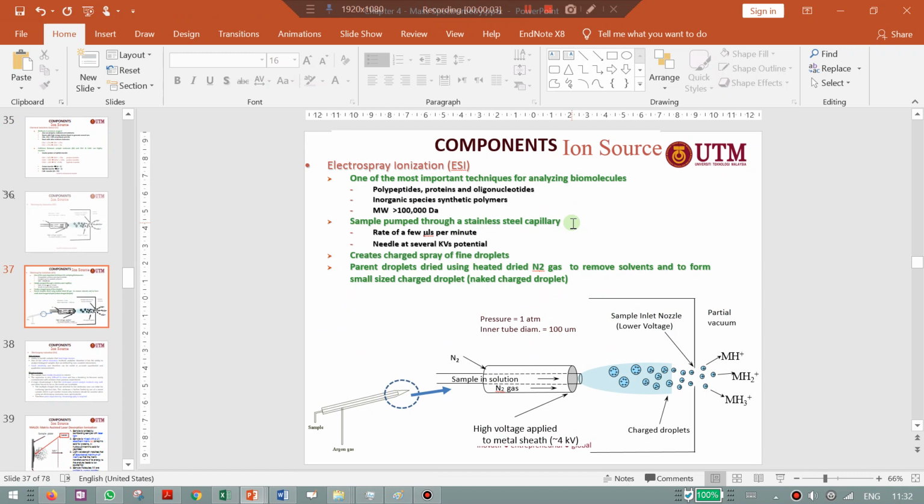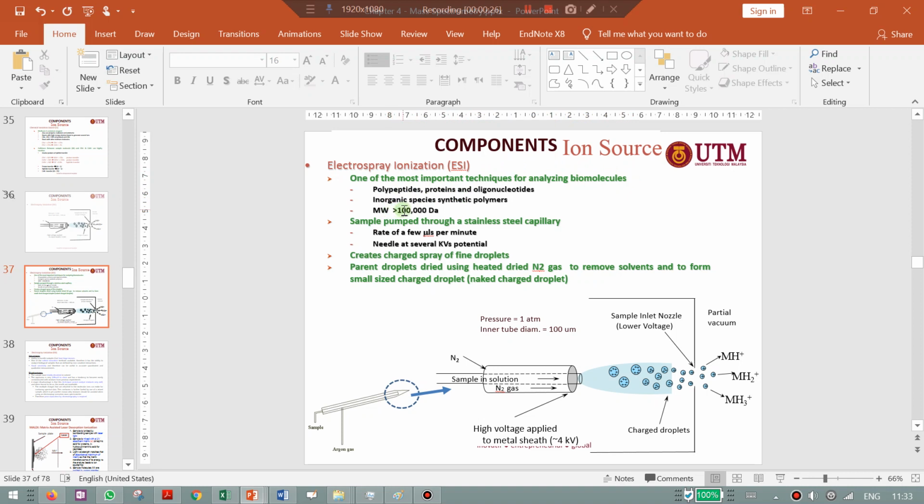Alright, in the next part we will learn about the spray ionization technique. It's one of the most important techniques for analyzing biomolecules. ESI can also analyze compounds that are a little bit larger, such as polypeptides, peptides, proteins, and oligonucleotides. It can cover molecular weights of more than 100,000.